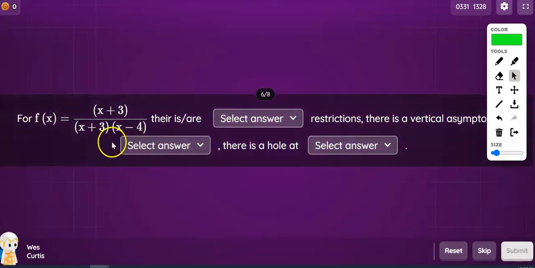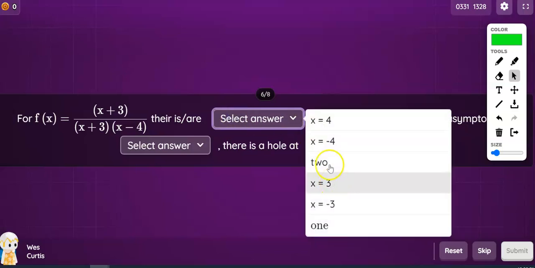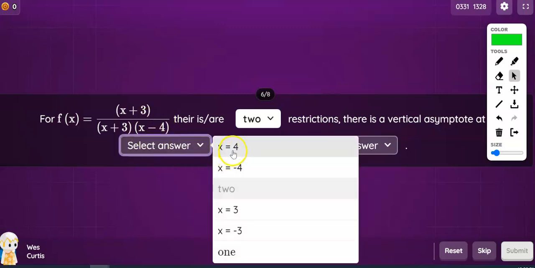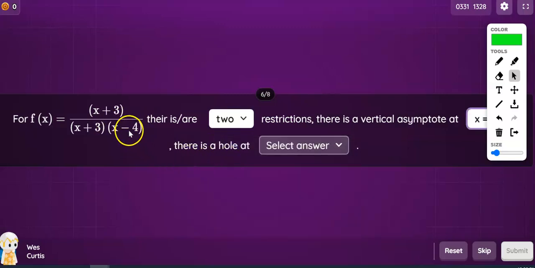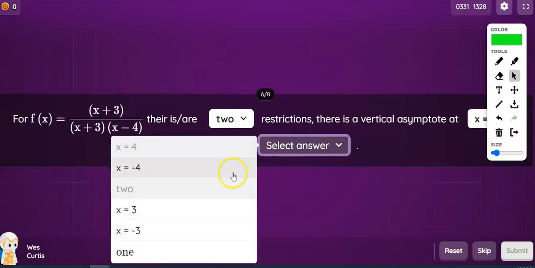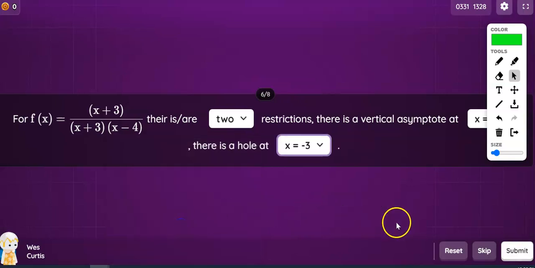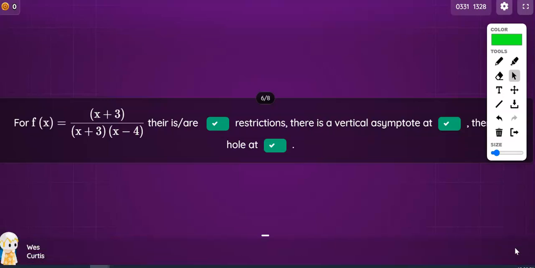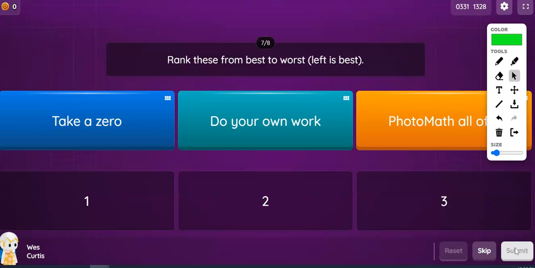Over here, we got 2 restrictions. There's a vertical asymptote at this one that does not cancel out. That would be at 4. The restriction would be x cannot be 4. There's a hole at the one that canceled out, which would be -3, because x can't be -3, because that would be a 0 on the bottom. I'm still saying on the bottom. You say denominator.